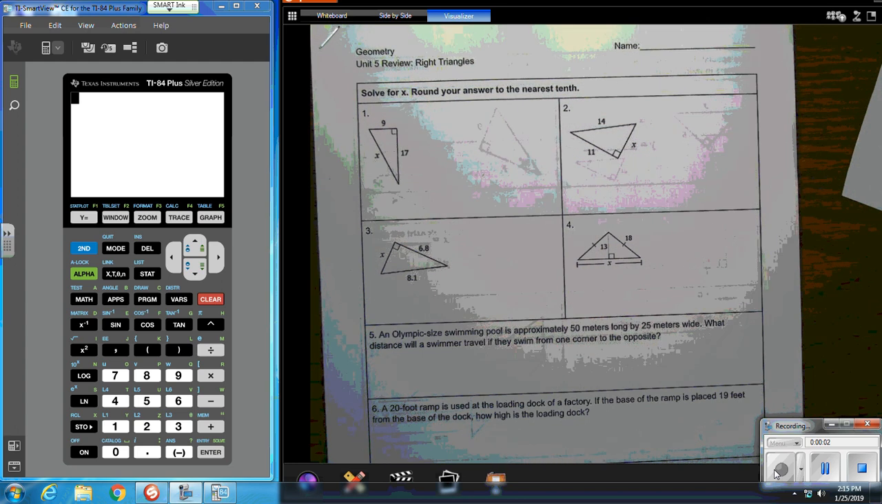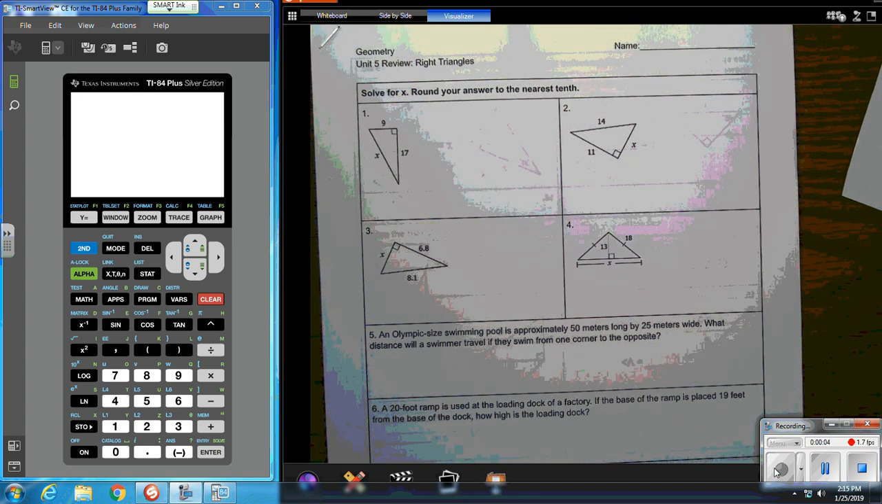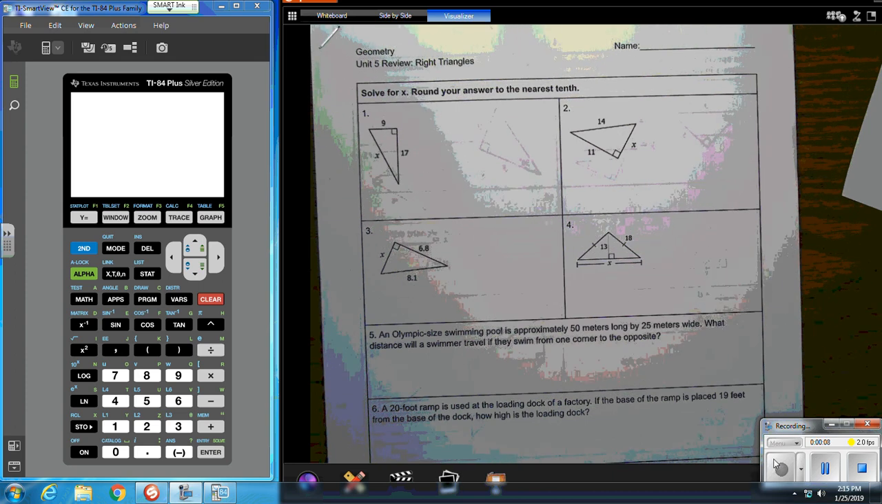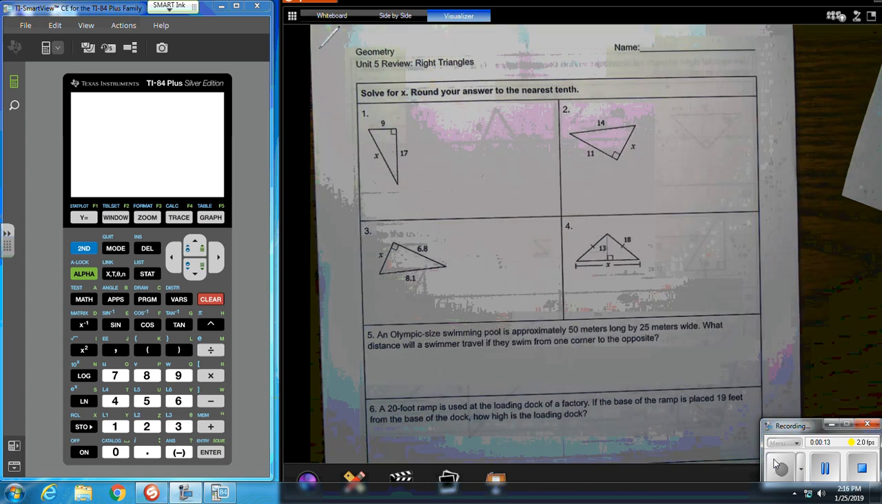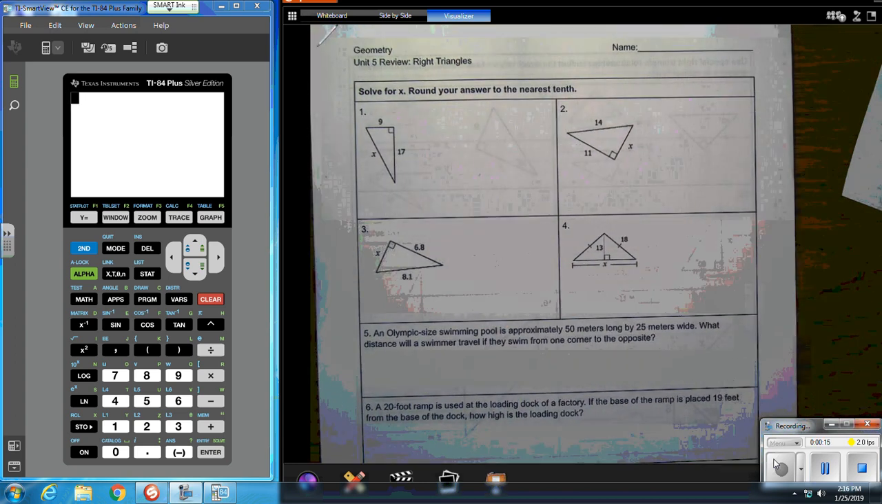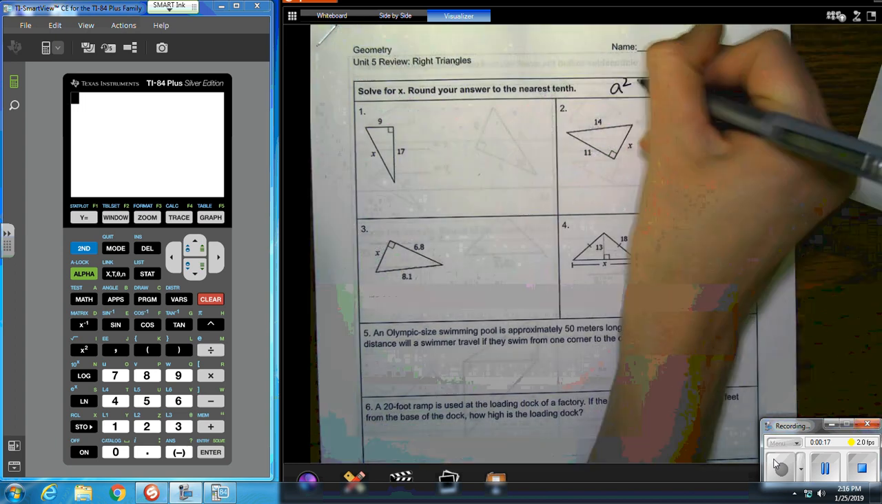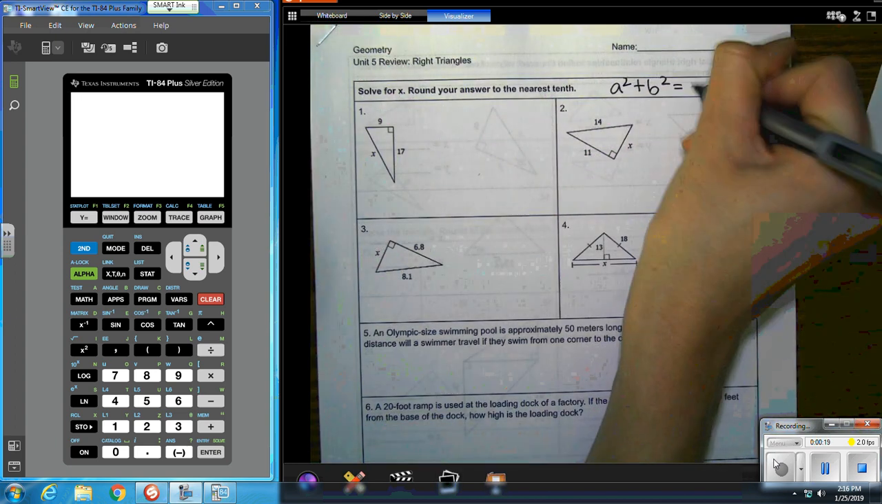Through this video, I'm going to give you some hints about what you should be doing on each of these types of problems on your review guide to help you better prepare for your test. For questions 1 through 6, you're given two sides and you're finding the third in a right triangle. So for all of these, you're going to use a squared plus b squared equals c squared.